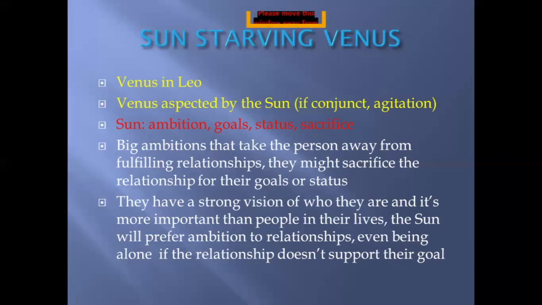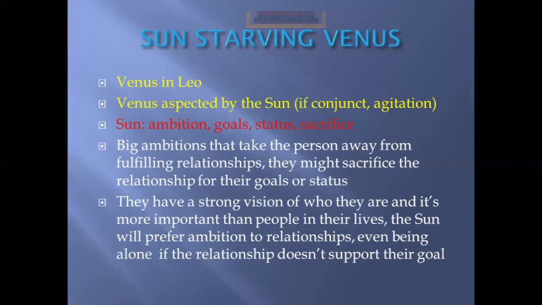For example, it could be a person that works for an NGO, and that's their goal, that's their ambition, that's what they want to do in life. So they will actually not give that much importance to their relationships because their ambition is a lot more important than those relationships. So they have a strong vision of who they are, and it's more important than people in their lives. The sun would prefer ambition to relationships, even being alone if the relationship doesn't support their goal.